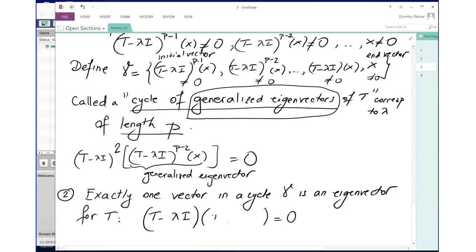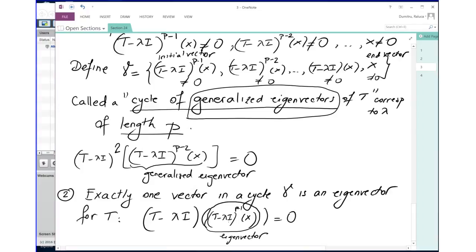The very first one, correct. The (p minus 1) power. When you apply T minus lambda again, you're going to get the p power, which is 0. So that first initial vector is an eigenvector.